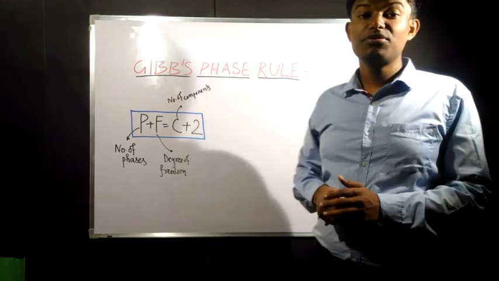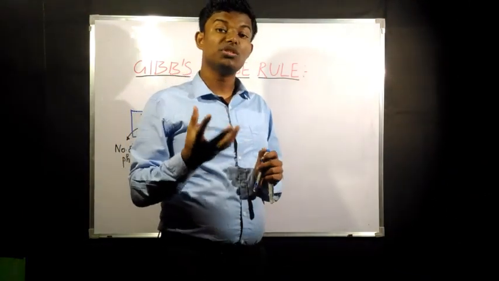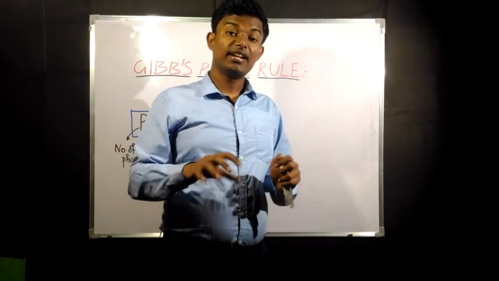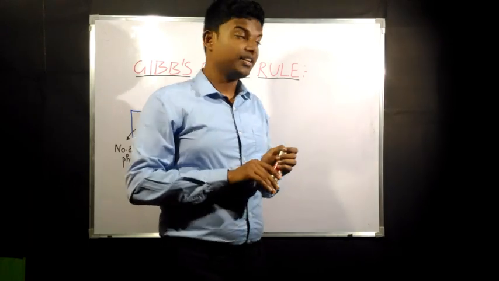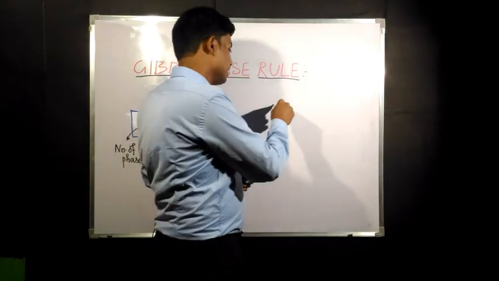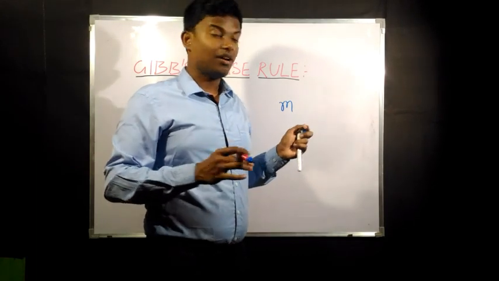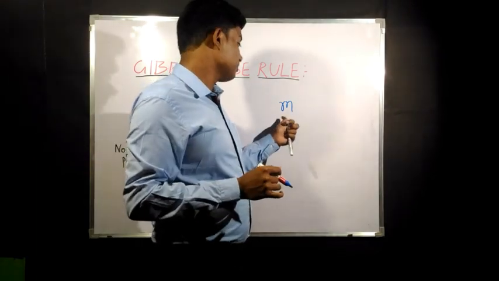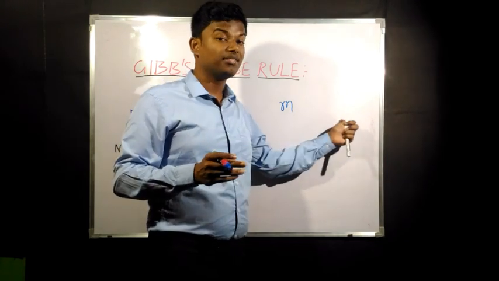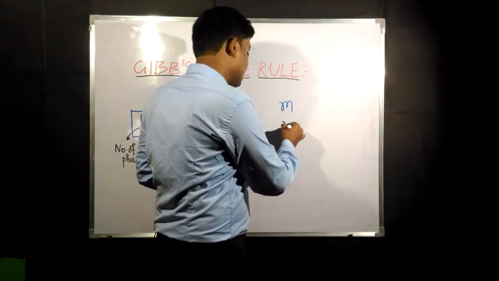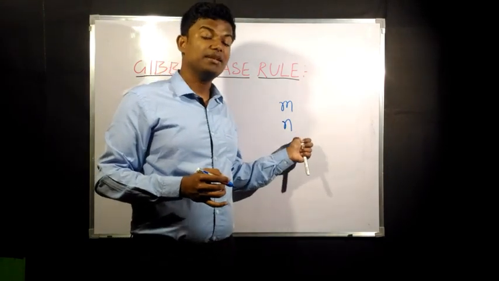Okay, the next thing would be Gibbs phase rule. Now what does the Gibbs phase rule tell us? Gibbs phase rule will give us the number of properties which we need to fix, so that each and every property is going to be fixed in that region. For example, suppose there are m number of properties in a system, like temperature, pressure, volume, density, whatever these are. Now out of these, n are independent properties.